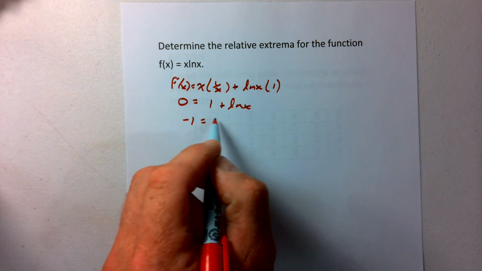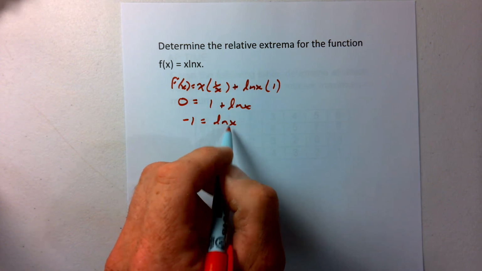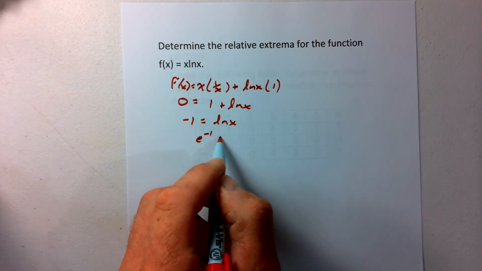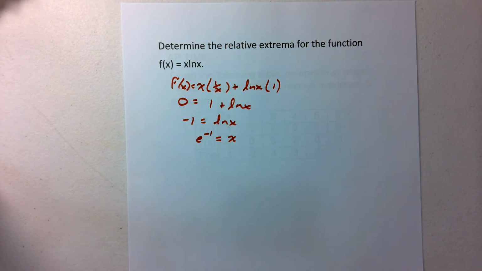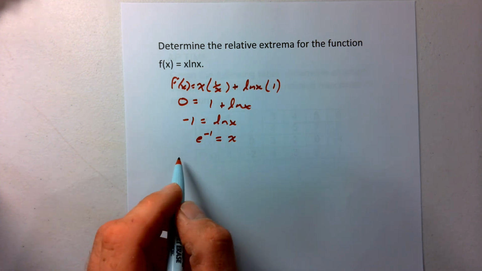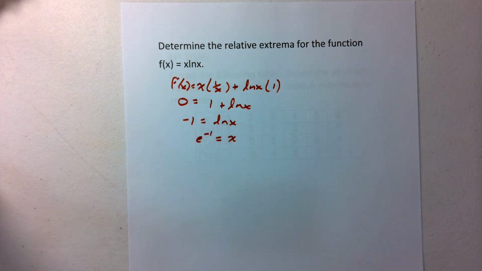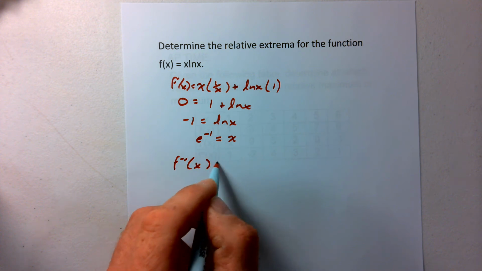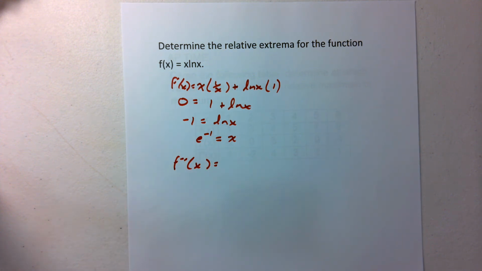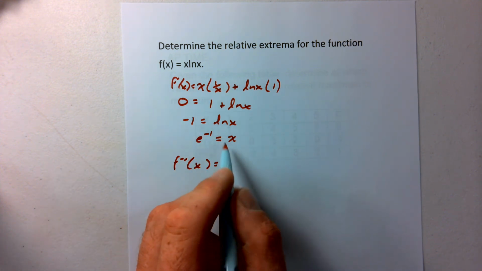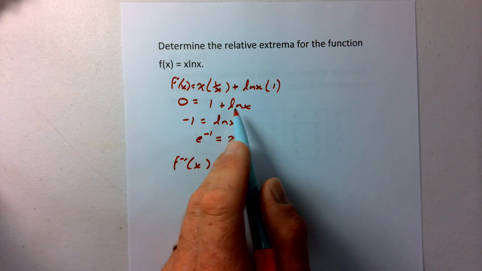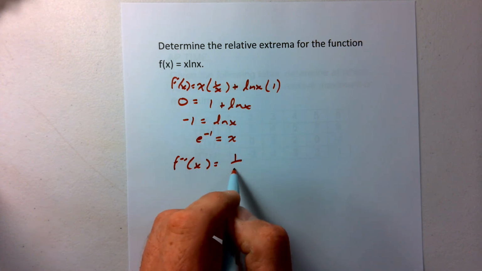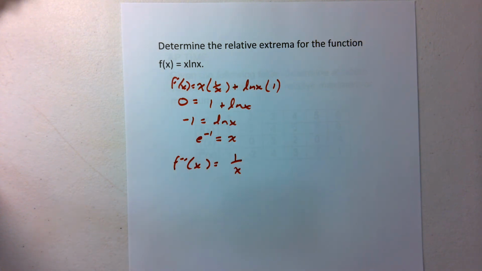I have negative 1 equals the natural log of x. Change it to an exponential. e to the negative first is going to equal x. So that's where our first derivative equals 0. We go ahead and find, then, our second derivative. Our second derivative is going to be, the derivative of 1 is 0, natural log of x is 1 over x. So that's the only value that we've got.